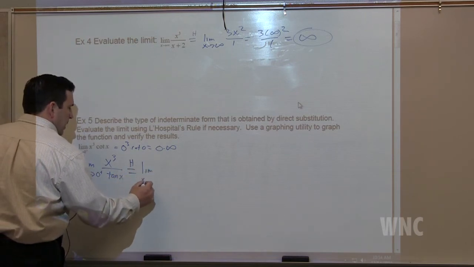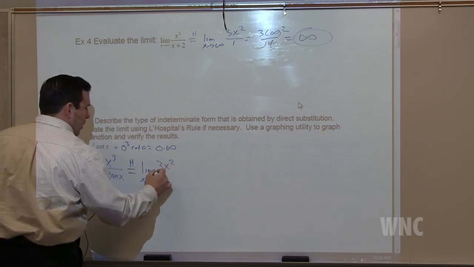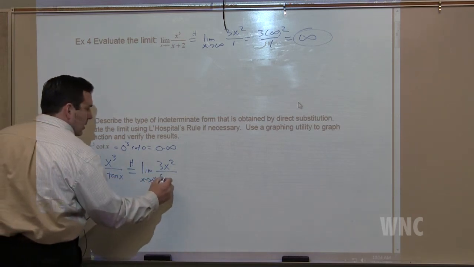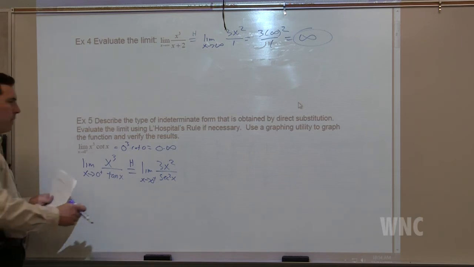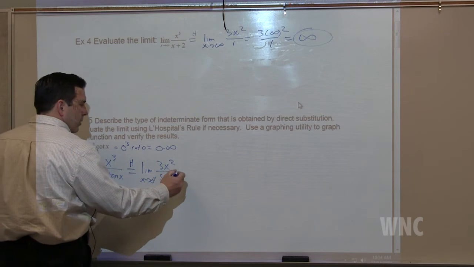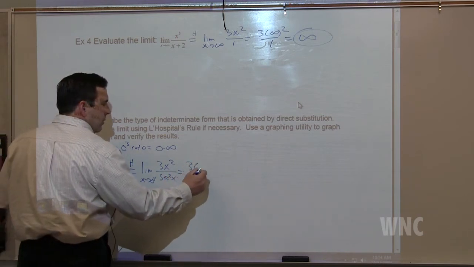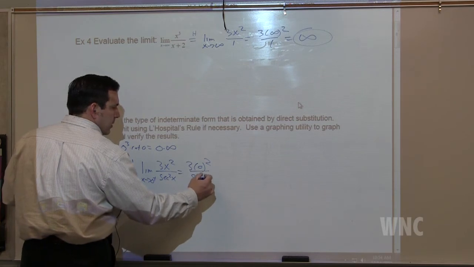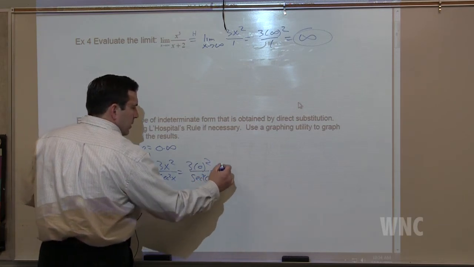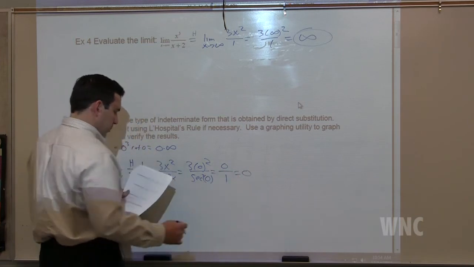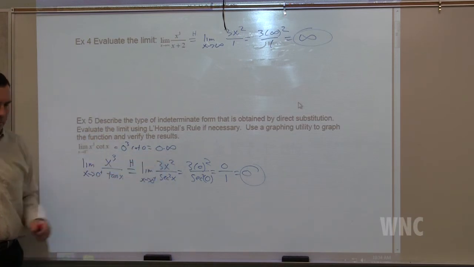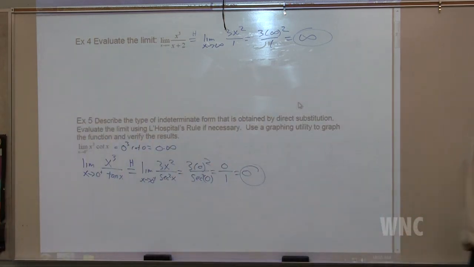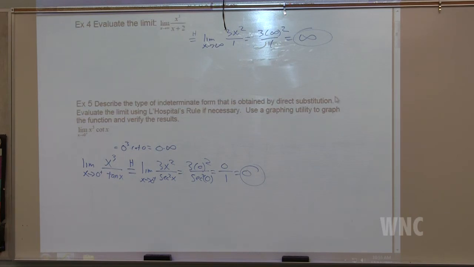So the limit as x approaches 0 from the right side of 3x squared over, and the derivative of tangent is secant squared x. Now if I plug in that 0, it's not indeterminate anymore, so it's 3 times 0 squared over secant squared of 0. That's 0 over 1, which is 0. So check it out. We're going to go on to the next page, so feel free to pause that.